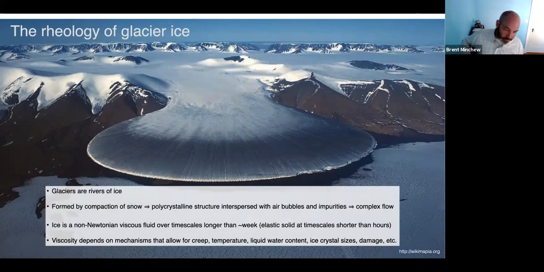So glaciers, in essence, of course, are rivers of ice. They're formed by the compaction of snow, which gives them this really interesting polycrystalline structure that's interspersed with air bubbles, interspersed with impurities and so forth. So it gives a quite complex flow structure. So it's a really fascinating thing to work with.